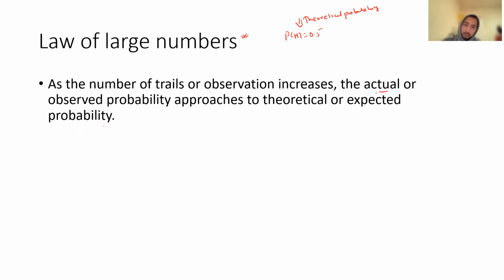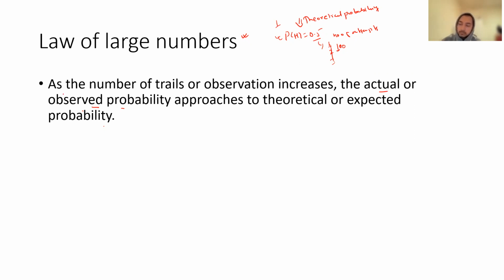The actual or observed probability is what we get based on the testing. For example, this is the dice that we throw on one attempt, right? So if we check again in a second attempt or third attempt, suppose we check on 100 attempts, then what would be the probability? As the number of attempts increases, the observed or empirical probability gets close to the theoretical probability.